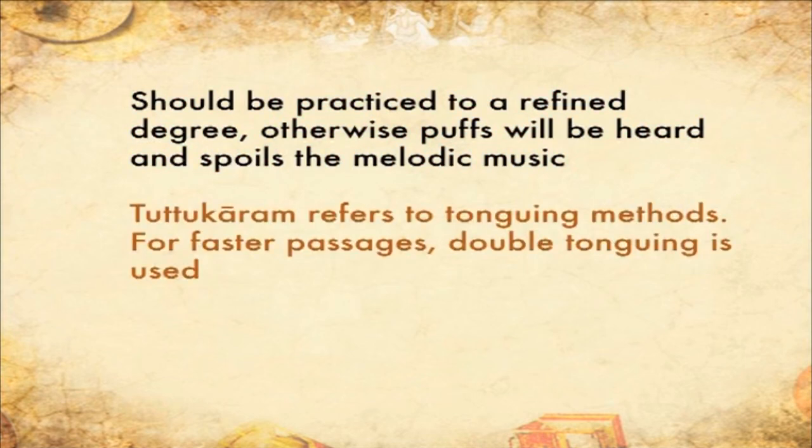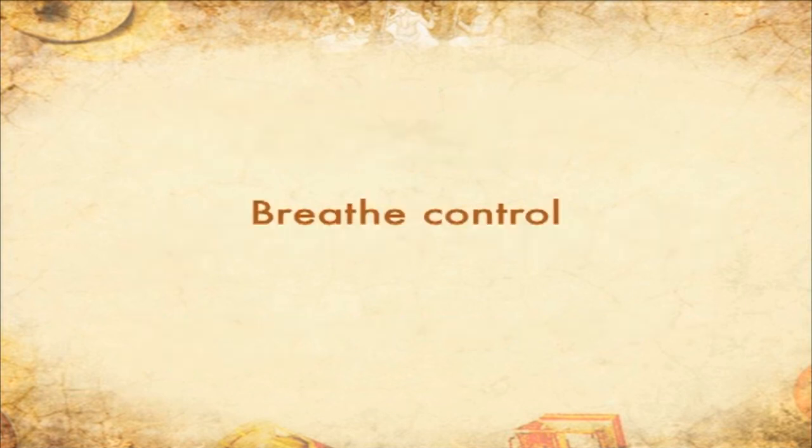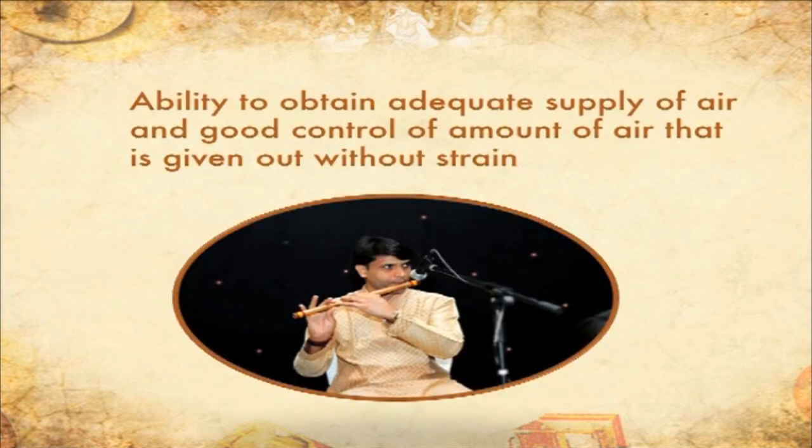Tuttukaram refers to the tonguing methods. When faster passages are to be played, double tonguing is resorted to. The requisite for acquiring a good style of flute playing is breath control. This implies the ability to obtain, without much strain, an adequate supply of air and a good control of the amount of air that is given out while playing.